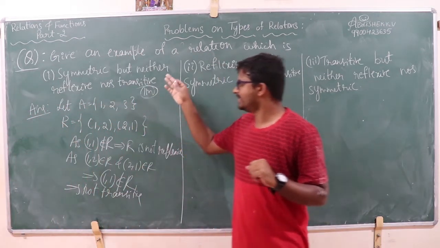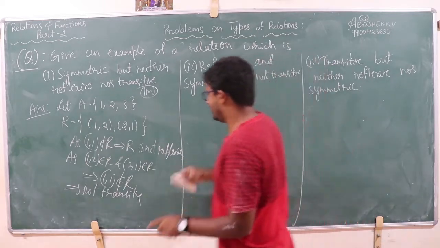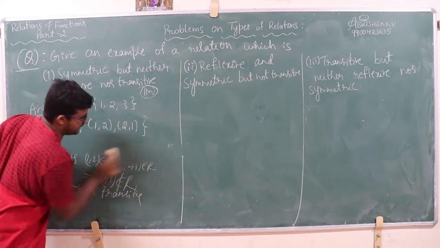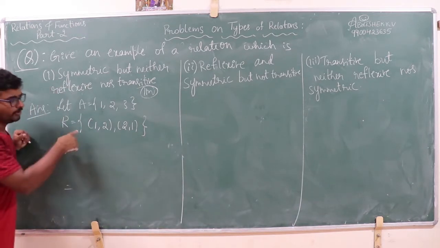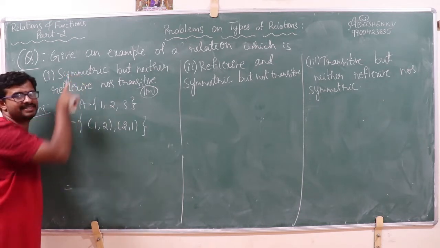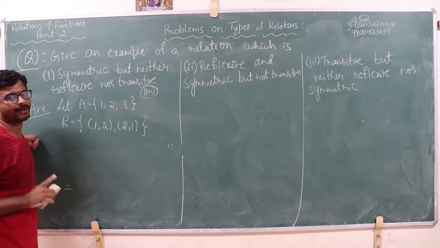So please note down, these are all the questions for 1 mark. You need to write the given set A, and from that set you need to write the given relation that should satisfy the given condition. See, this is more than enough for your 1 mark.